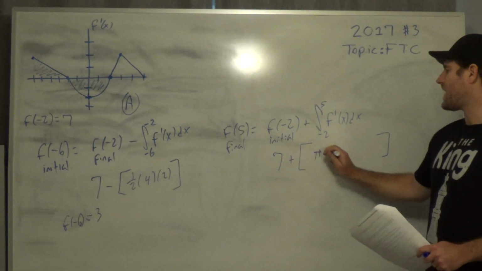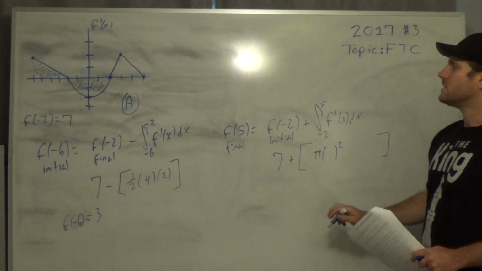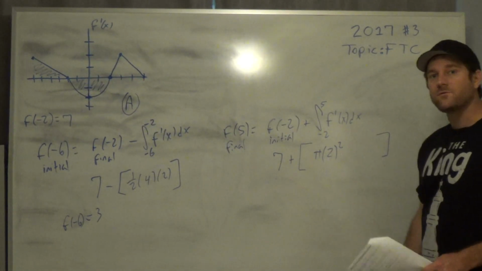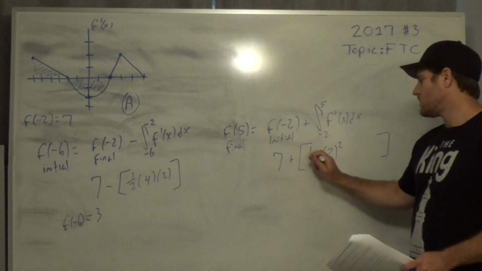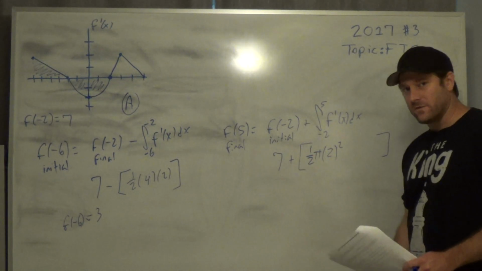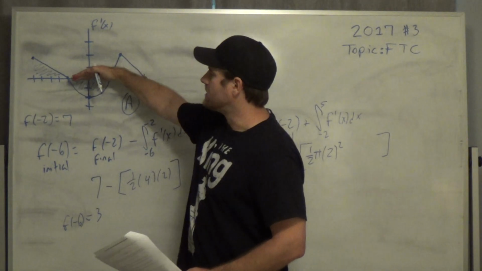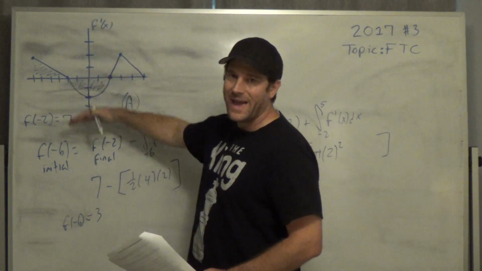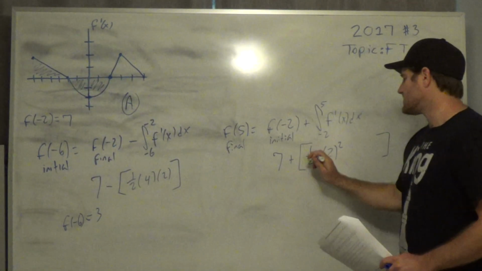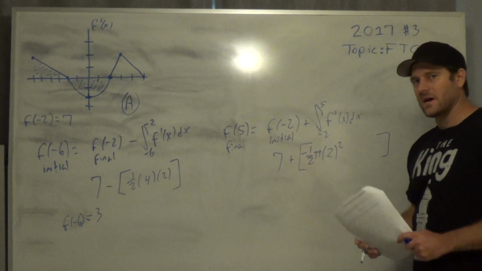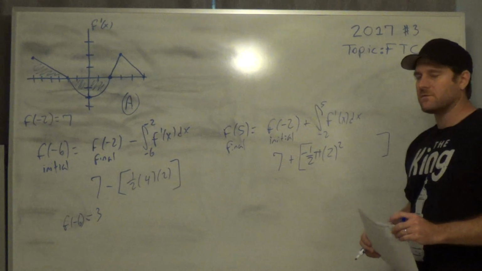A circle is pi r squared. The r here is 2. That would be a full circle, but it's not a full circle, it's half a circle. So we're going to put a half in front. But one more thing, the area is below the curve. So you have to remember the area below the curve counts as negative area. So that's the area of half of a circle. It's negative because the net change will be negative when it's below.